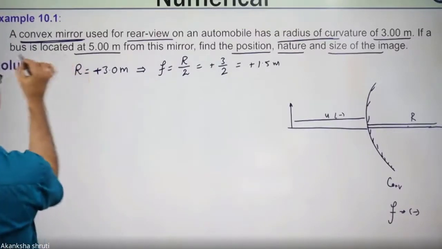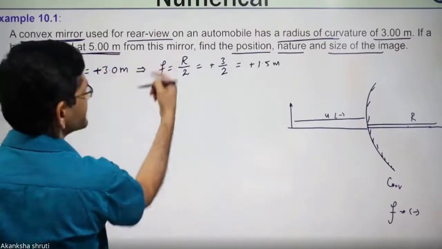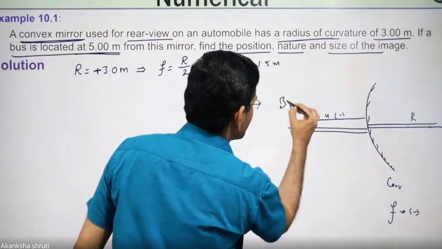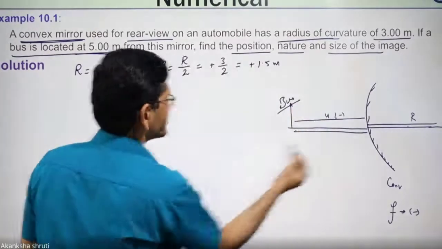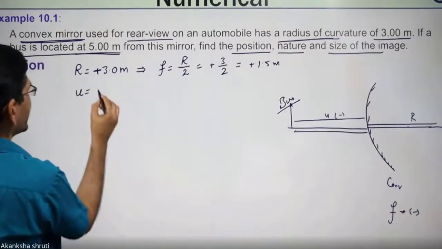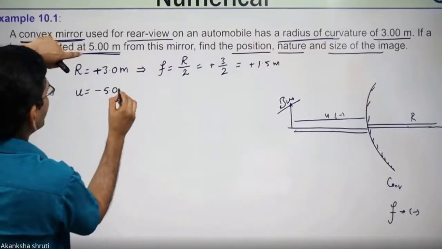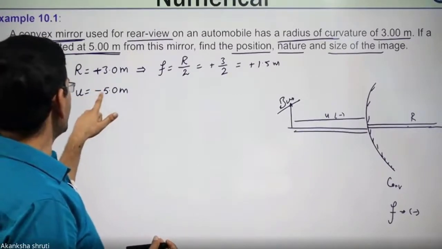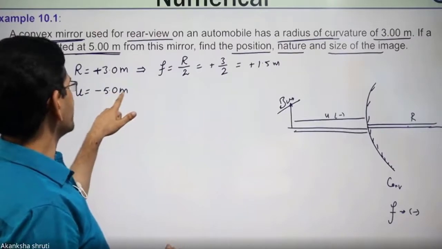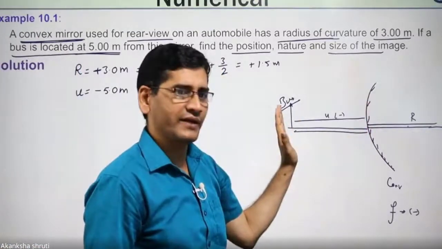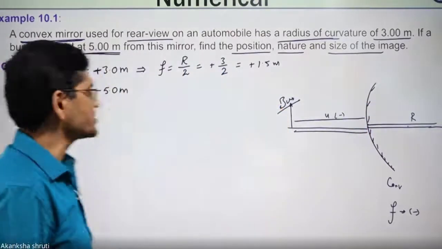if a bus is located at 5 meters from this mirror, it means this is the object distance or location of the bus. This is the bus that we are taking. So this u, note down this u along with the sign. Since u is on the negative side, we have to place minus of 5.0. Okay, student. So u has to be taken as minus of 5.0 meter. The sign convention is used here because the object is usually taken on the left hand side. That's why negative is taken.